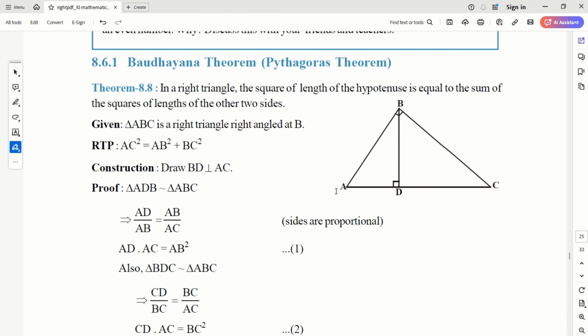Yeah, this is the Baudhayana theorem. So this is the actual Pythagoras theorem which we always hear: a square plus b square equals c square, right? So why is it called the Baudhayana theorem? After so many years, they found that the actual Pythagoras theorem, a square plus b square equals c square, is actually there in ancient Indian scripts. So they renamed it as the Baudhayana theorem.